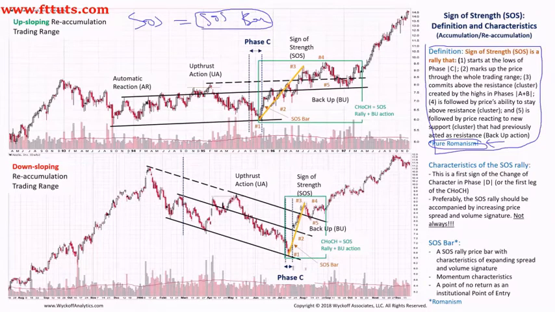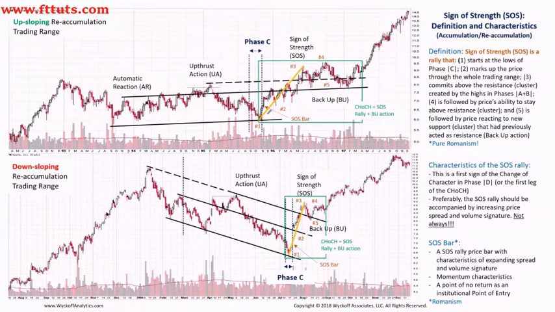So let's look at this. A sign of strength bar is going to be this, right? A bar that is increasing in spread and increasing in the volume signature. This bar does not qualify as a sign of strength rally. A sign of strength rally definition is going to be a rally that travels off the lows in phase C throughout the whole range, that commits above the area of the resistance that was created by phases A and B.